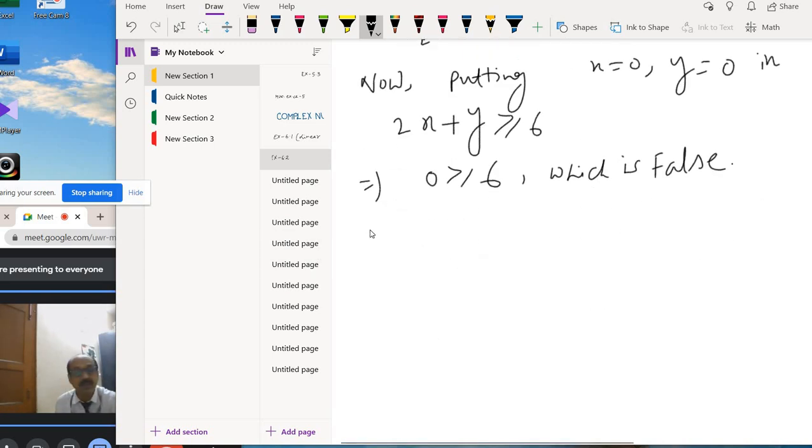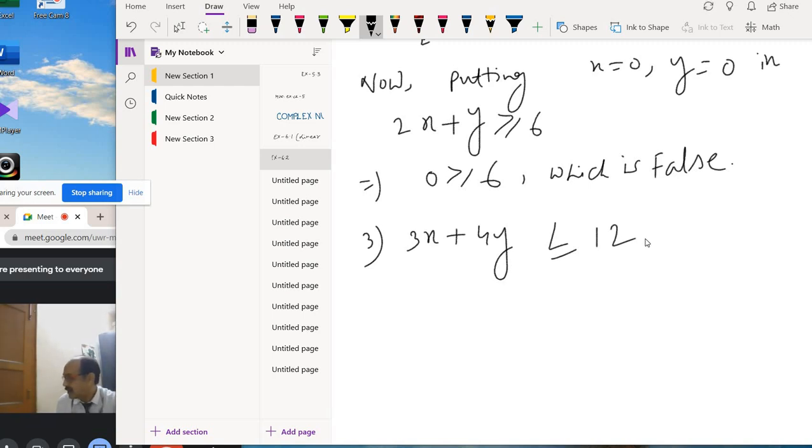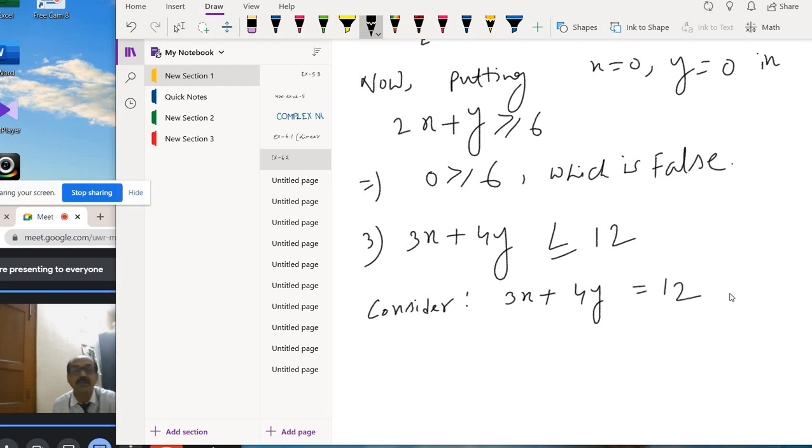Next, question number 3. 3x plus 4y less than or equal to 12. So here, can we take less than or equal to 12? Okay, this is the question: 3x plus 4y less than or equal to 12. So consider 3x plus 4y equal to 12.